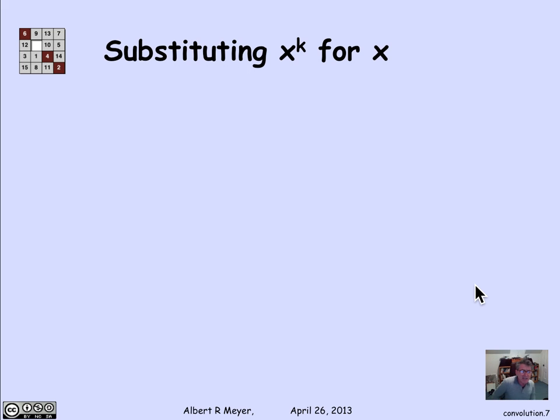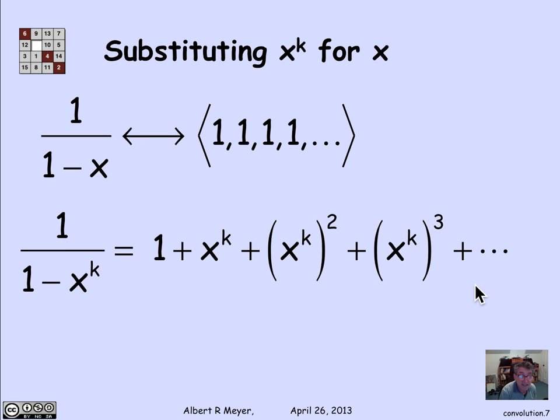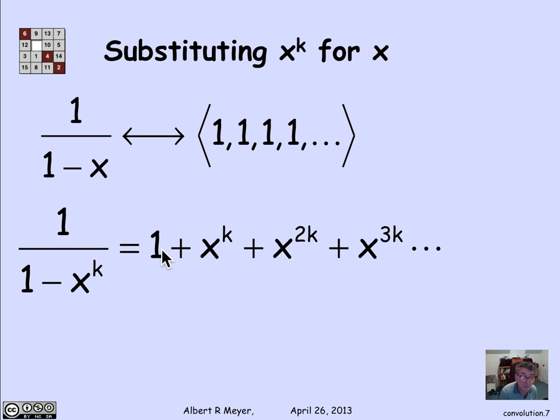Now, think a little about what substituting x to the k for x in the geometric series accomplishes. Suppose I have 1 over 1 minus x, and I replace the x by x to the k. Then I wind up with 1, the first x becomes x to the k, the x squared becomes x to the k squared, the x cubed becomes x to the k cubed, and so 1 over 1 minus x to the k is 1 plus x to the k plus x to the 2k plus x to the 3k, and so on.